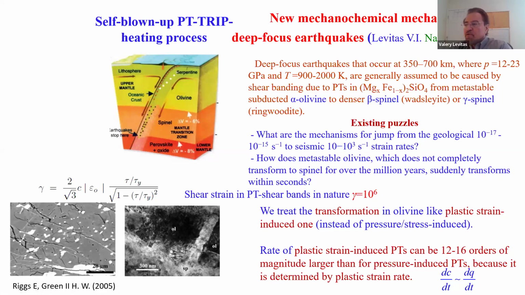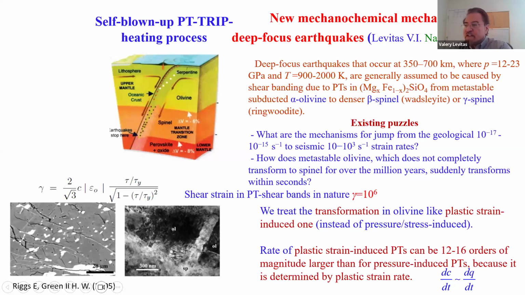Well, we developed several new concepts, which allow us to address this and other puzzles. And main point is that we treat transformation in olivine like plastic strain induced instead of pressure and stress induced. And this was not done for any geological material before. In particular, we have to use our kinetics, which is time independent. In our kinetics, rate of transformation is proportional to rate of deformation. You see, dt from both sides can be excluded. That means if we can provide large strain and large strain rates, we can provide large transformation rates.